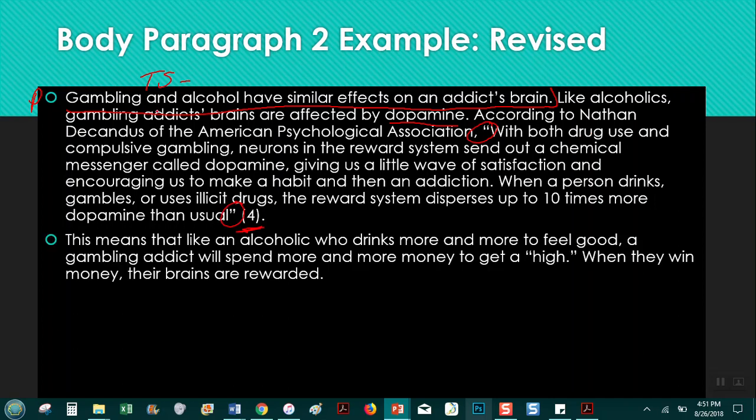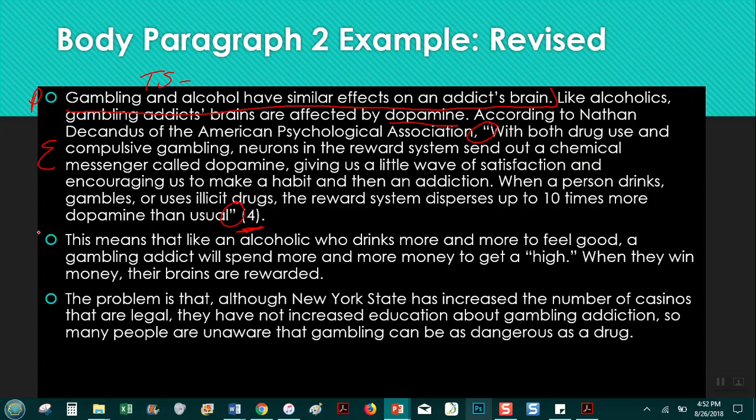So that's nice. We have the evidence. This means that like an alcoholic who drinks more and more to feel good, a gambling addict will spend more and more money to get a high. When they win money, their brains are rewarded. The problem is that although New York State has increased the number of casinos that are legal, they have not increased education about gambling addiction, so many people are unaware that gambling can be as dangerous as a drug. What's nice about his explanation here now is that here we explain the quote, and here we have some analysis. So it ties it back to his thesis or back to his claim.